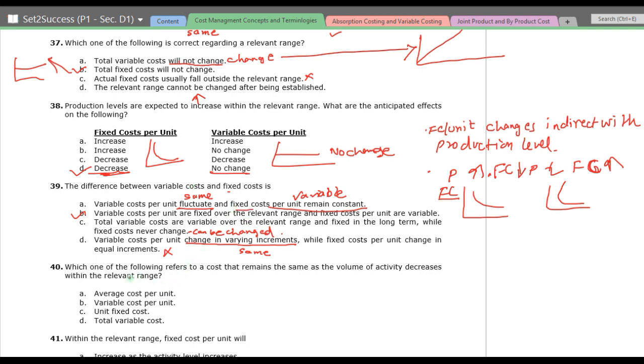Okay, now next, which one of the following refers to the cost that remains the same as the volume of activity decreases within the relevant range? It is variable cost per unit, because variable cost per unit remains the same. So what's the graph of variable cost per unit? It is this way. Variable cost per unit remains the same.